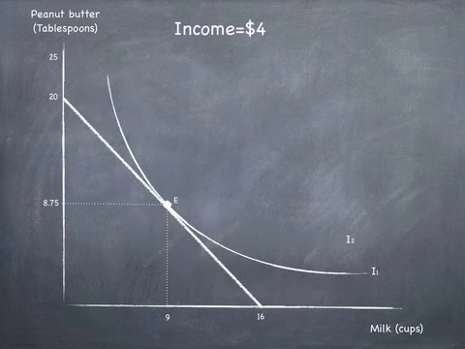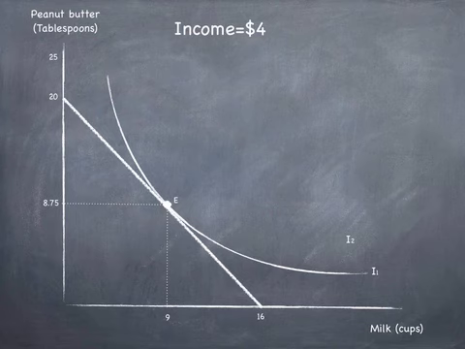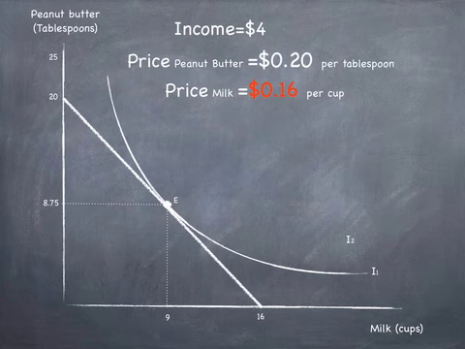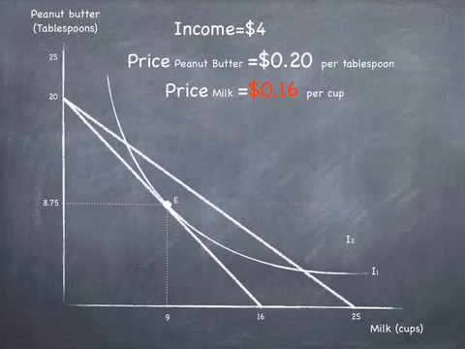Now let's suppose that income is $4. The price of peanut butter is still 20 cents. But now let's suppose that the price of milk has gone down to just 16 cents per cup. How would her budget constraint change? Well, at a price of 16 cents, she can now afford 25 cups of milk if she spends all her income on just milk. If she spends all of her income on peanut butter, well, since the price of peanut butter hasn't changed, she can still afford just the same amount of peanut butter.